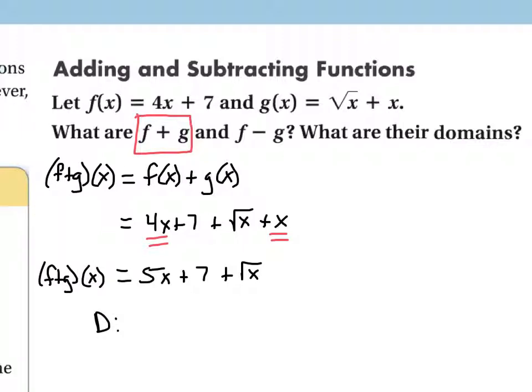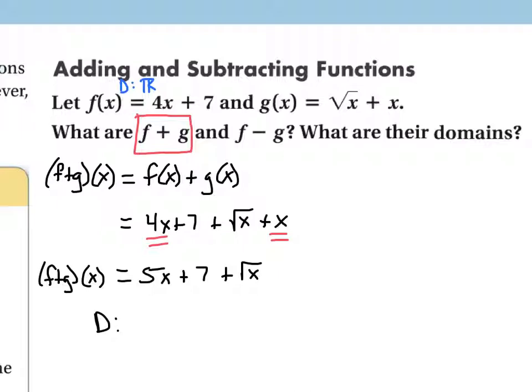Well, now we need to find our domain. And to do that, we need to know what the domain of each function is individually. Now, as you remember, the domain is the x values, so we're asking what are the possible x values we can plug into these functions. F of x is a line in the form y equals mx plus b, and so there is no restriction. It is all real numbers. Any real number you can think of, we can plug it in for x and get an answer.